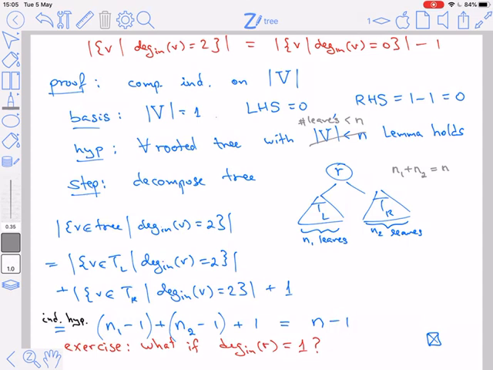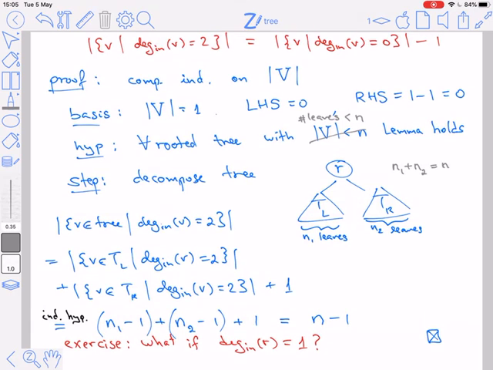Okay, now, there is a case in this proof which I skipped, and that is the case in which the integrity of the root is 1. Because here I did a decomposition, and I assumed that the integrity of the root is 2. But what happens if the integrity of the root is 1? I'll leave this as an exercise.